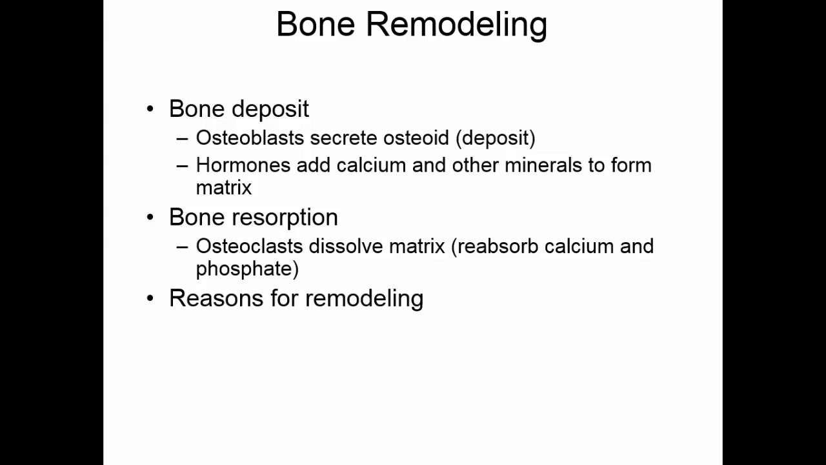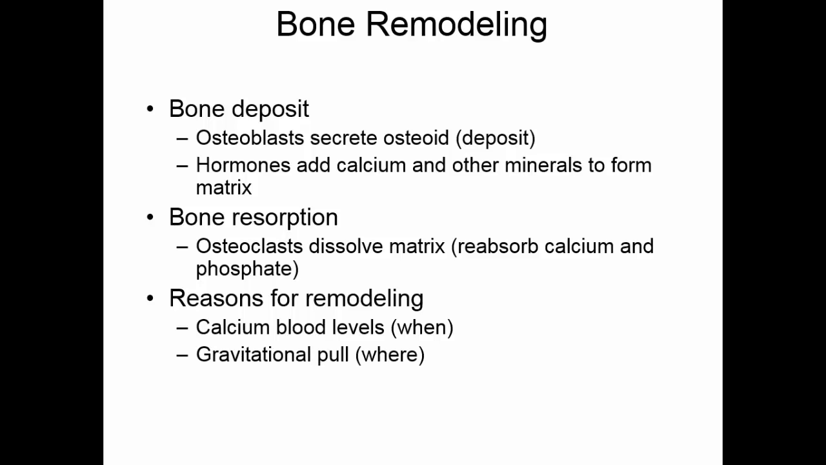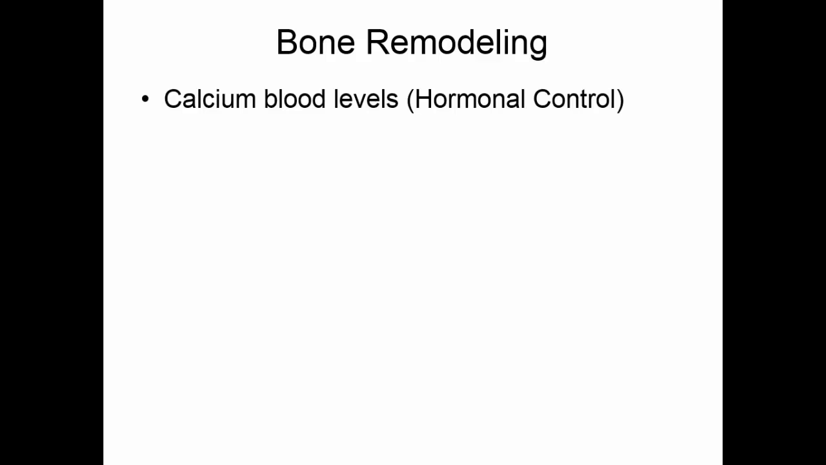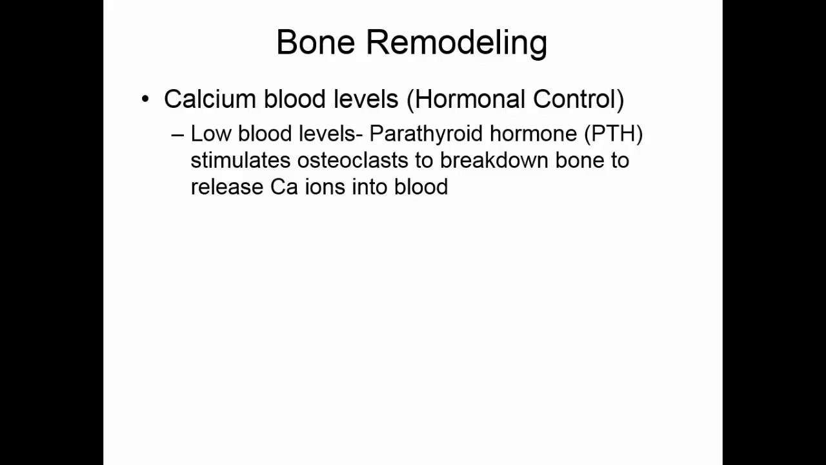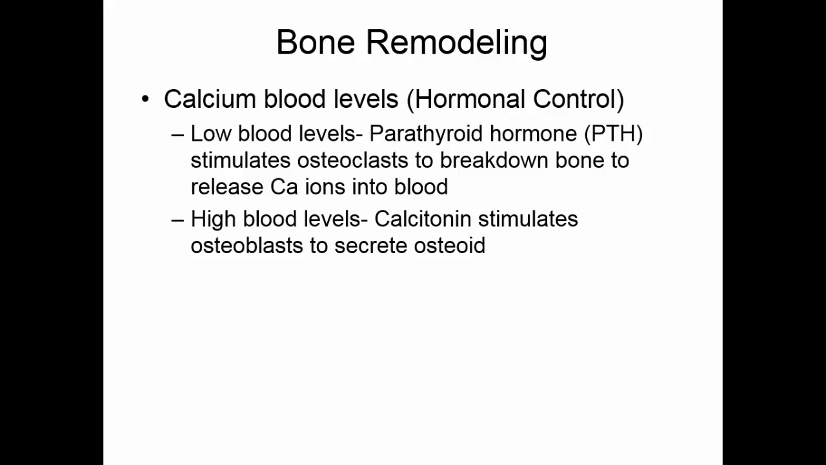There are two reasons that remodeling occurs. One is calcium blood levels. This tells us when we're going to remodel, and the other is gravitational pull. This tells us where we're going to remodel. Bone remodeling based on calcium blood levels is under hormonal control. When blood levels of calcium are low, parathyroid hormone is released, and that stimulates osteoclasts to break down bone so that we release calcium into the blood. If there are high levels of blood calcium, calcitonin stimulates osteoblasts to secrete osteoid and deposit calcium into the bone.